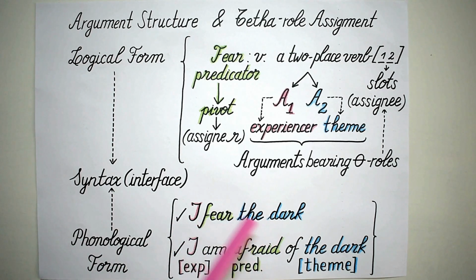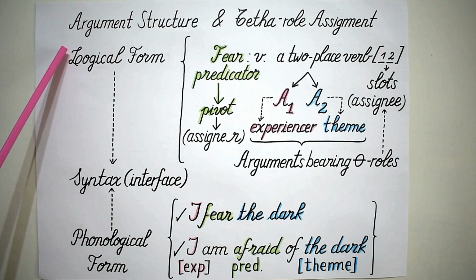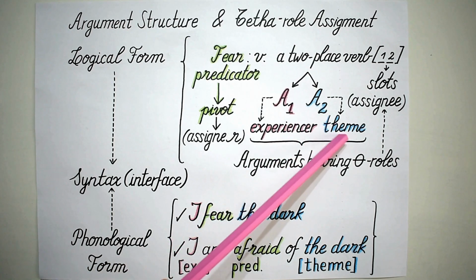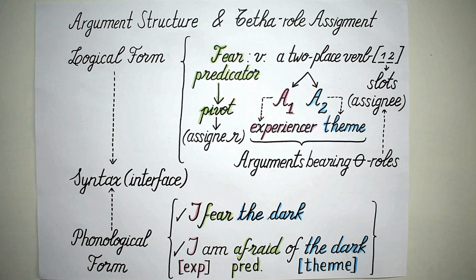But we have a whole other way of realizing or instantiating, that is uttering, saying, expressing the same kind of semantic content. We can also say I am afraid of the dark. So the same logical material, fear with its two arguments and their respective theta roles, can have different phonological forms. And of course, the sentences will be derived differently.